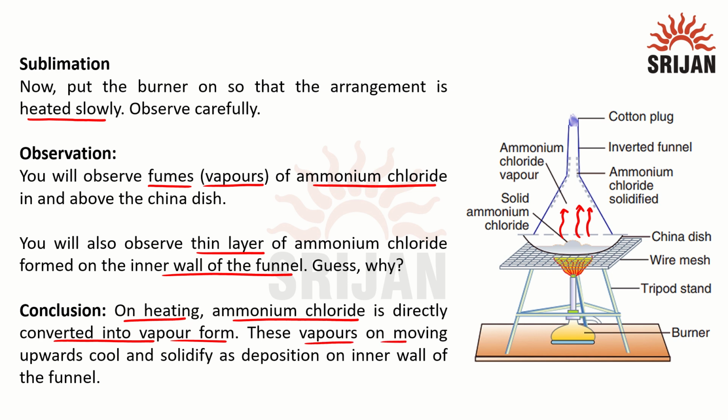Okay, now the conclusion is, on heating, ammonium chloride is directly converted into vapor form, and these vapors on moving upward will cool down and solidify. So this is the example for deposition. The first part, the below part, will be sublimation. The upper part where the ammonium chloride solidifies and deposits on the inner wall will be the deposition. I hope it is clear to you. Thank you.